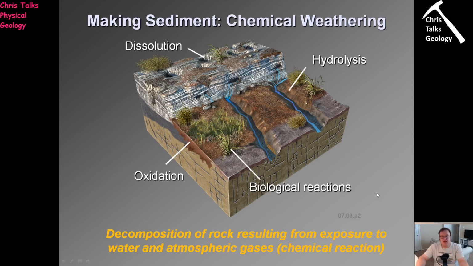So then we have chemical methods by which we can weather a rock. And the four most common chemical methods are dissolution, oxidation, biological reactions, and hydrolysis. Chemical weathering essentially will break down, will weather the rock through chemical reactions, essentially weakening the rock, dissolving the rock.